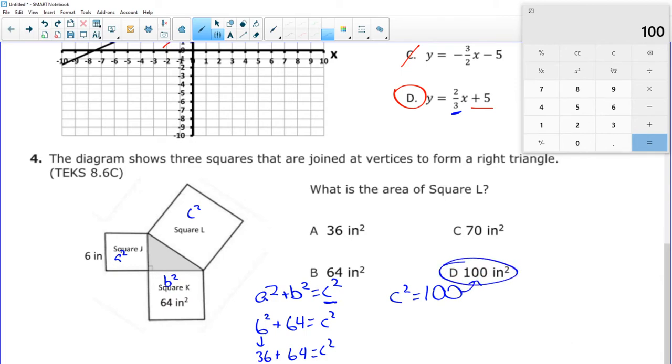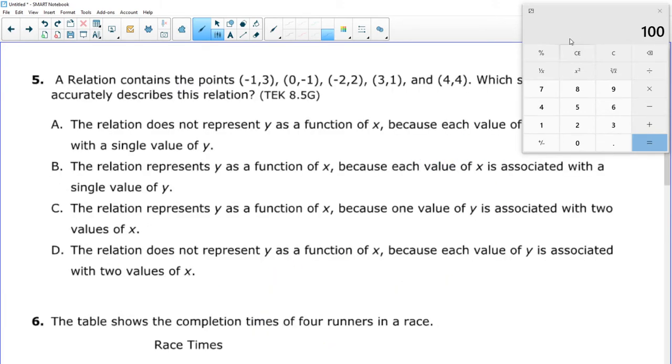Okay? So if they give you a model like this, you're not looking for the side length, you're looking for the whole area, which means you don't have to take the square root. And that's all. Same idea though, still a squared plus b squared equals c squared.